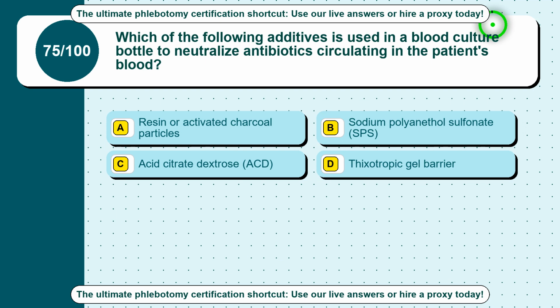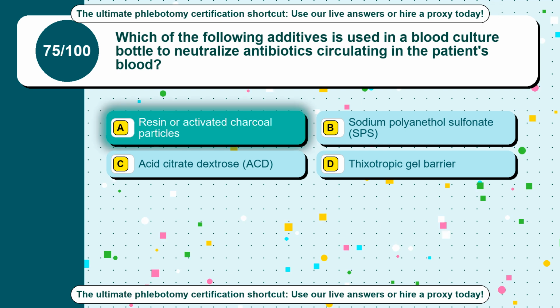Question 75. Which of the following additives is used in a blood culture bottle to neutralize antibiotics circulating in the patient's blood? Option A, resin or activated charcoal particles. Option B, sodium polyanethol sulfonate, SPS. Option C, acid citrate dextrose, ACD. Option D, thixotropic gel barrier.